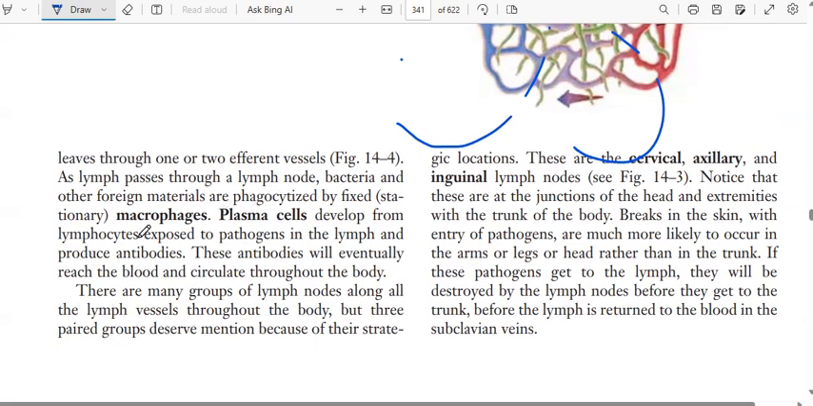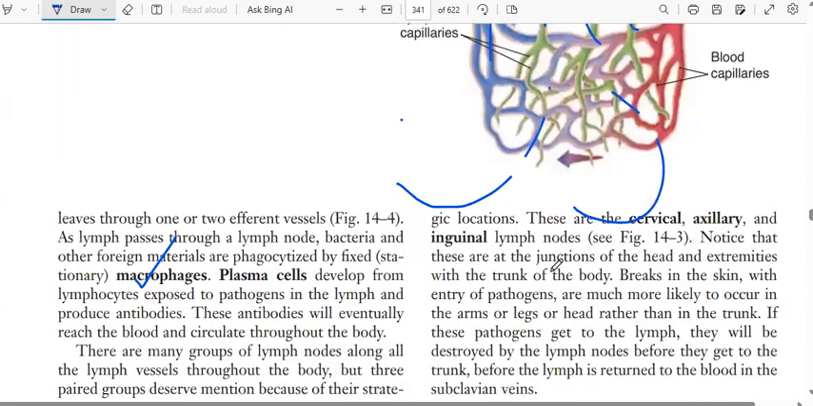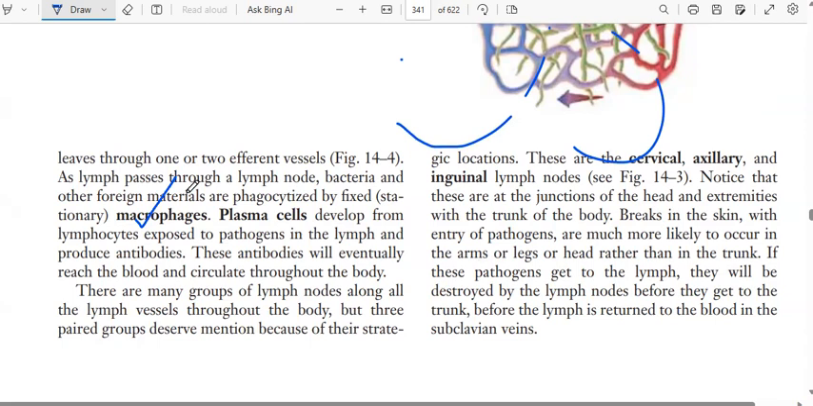So that is the first defense mechanism, the macrophages. If they find any bacteria, the macrophages will collect the bacteria and kill it. Plasma cells develop from lymphocytes exposed to pathogens in the lymph and produce antibodies. So here, the second defense: if the macrophages eat the pathogen and it is destroyed, no issues. If the pathogen is not destroyed and remains alive, what will happen? We have lymphocytes, and lymphocytes become plasma cells.